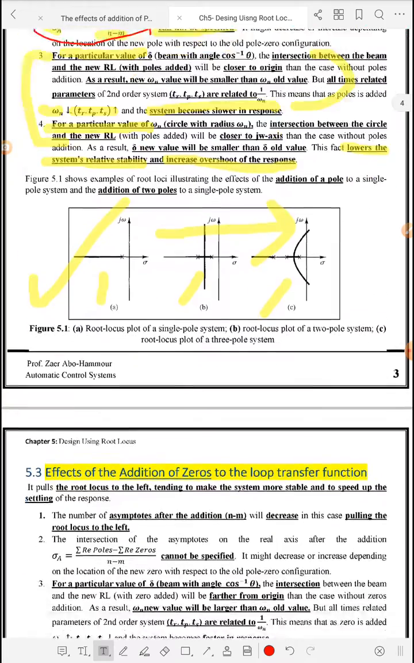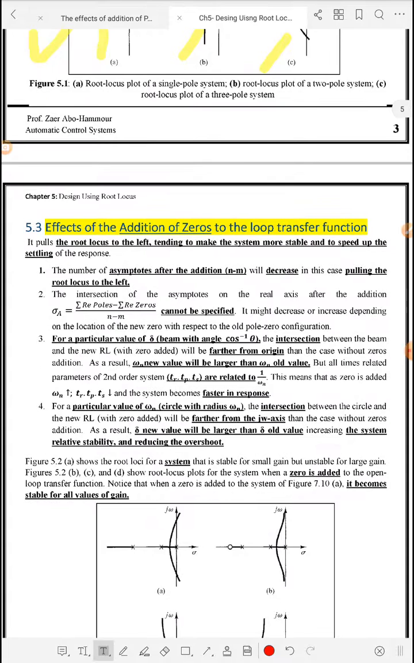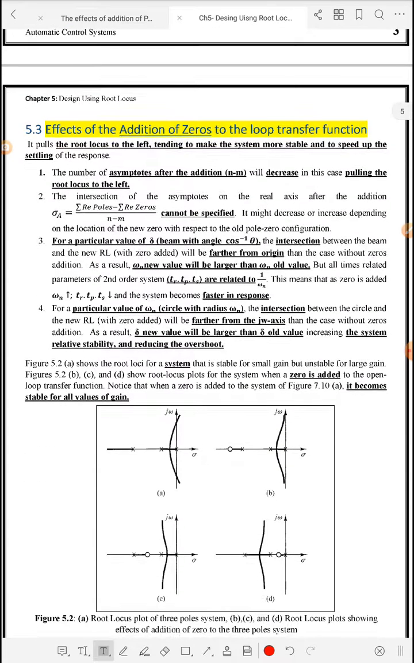And in this way we have completely covered this part, and in the next lecture we will see the effect of addition of zeros to the loop transfer function.